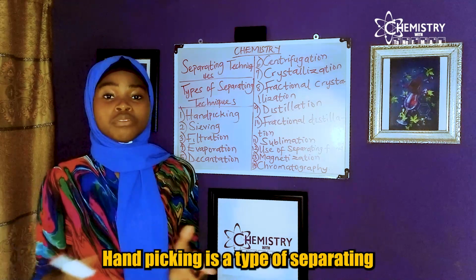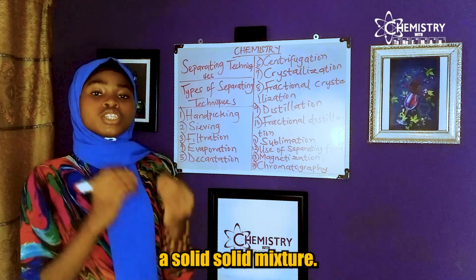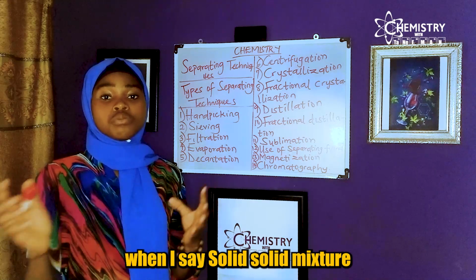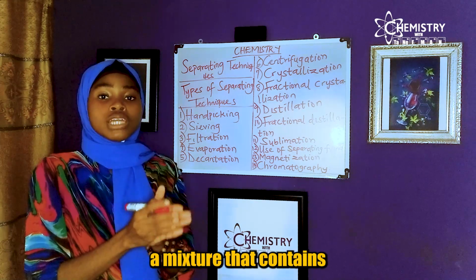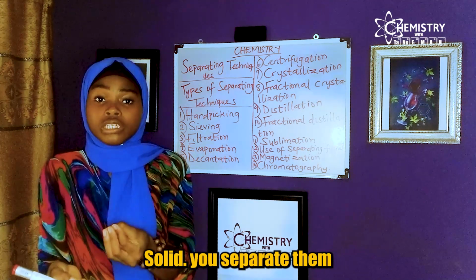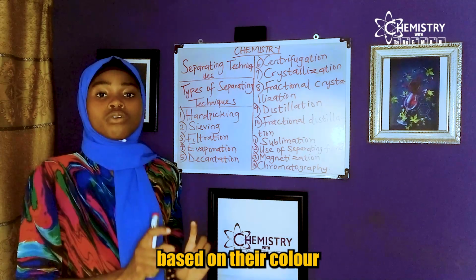Hand picking is the type of separating technique used to separate a solid mixture. When I say solid mixture, it means a mixture that contains two or more different kinds of solids. We separate them based on their color and their size.